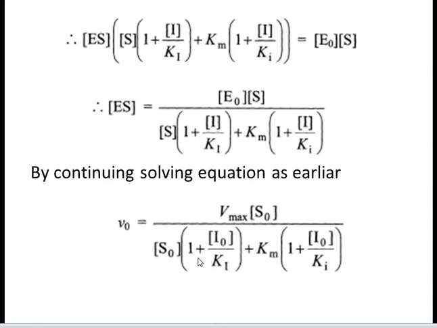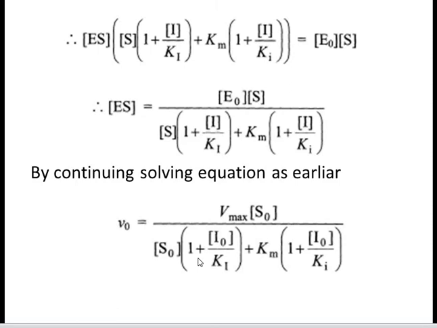So by continuing to solve this equation as we have solved in earlier conditions, we get the rate of reaction V0 is equal to Vmax into concentration of S0 divided by concentration of S0 in brackets 1 plus concentration of I0 divided by K capital I, plus Km in brackets 1 plus concentration of I0 divided by K small i.